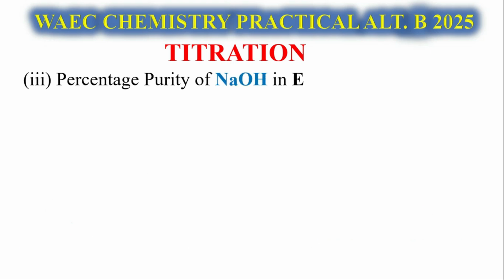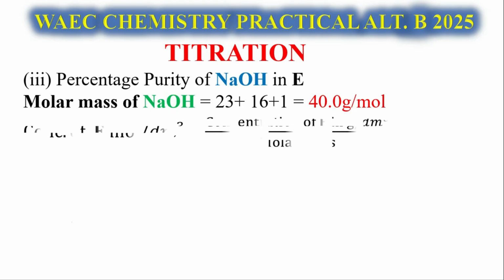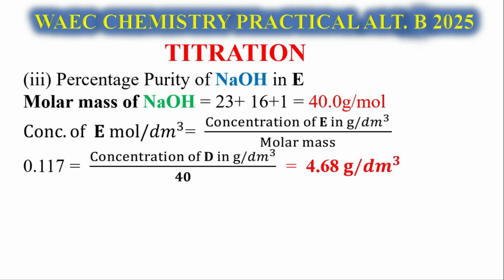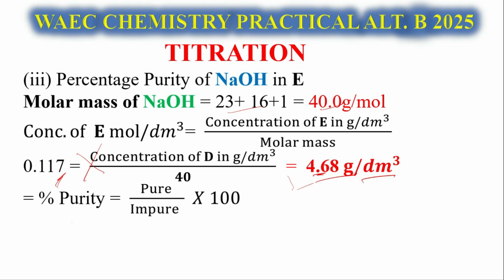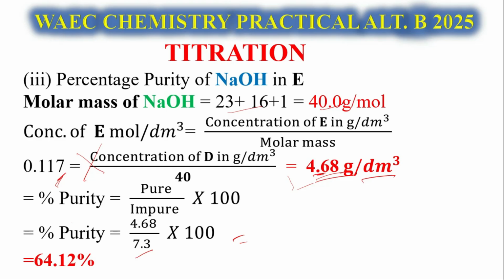So let's calculate percentage purity. Percentage purity by formula equals pure over impure times 100. But let's calculate our molar mass first, because we have to convert what we have for E, which is the base, from mole per dm³ to gram per dm³. That's why we are using this formula, cross multiplying to gram per dm³, which is 4.68 gram per dm³. So this 4.68 is my pure, while the value given, 7.3, is my impure. It's stated in the question, impure NaOH. So multiply by 100, and you have your final answer: 64.12%.